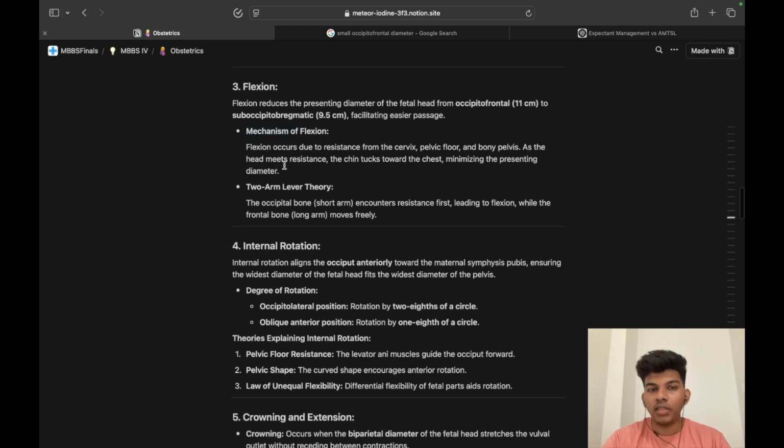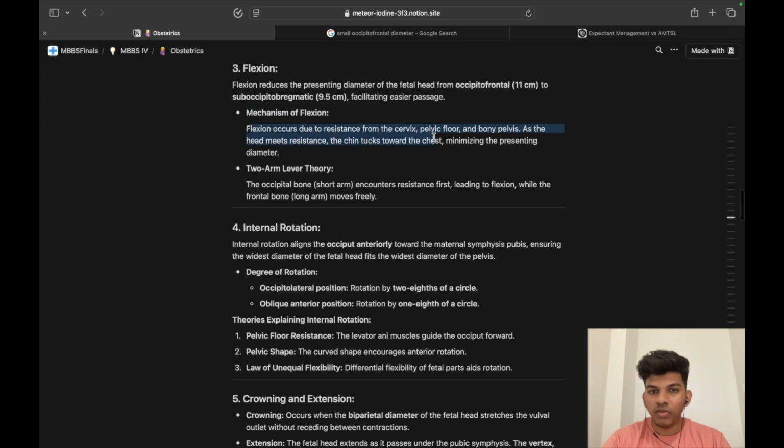Mechanism of flexion: how does that happen? Flexion occurs due to the resistance from the cervix. Yes, it's a passive process. The passive flexion of the head occurs from the cervix, pelvic floor and bony pelvis.